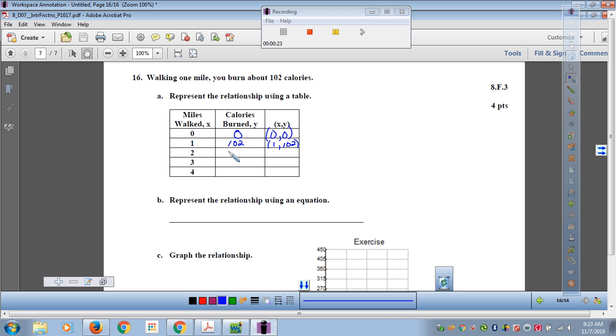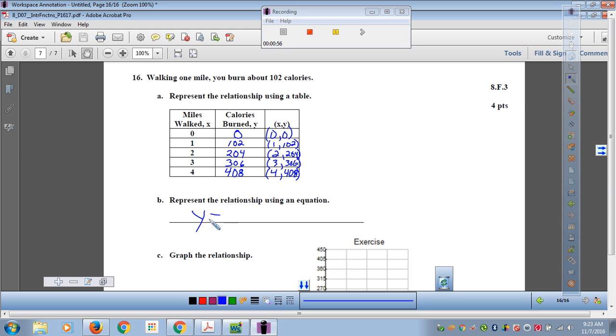2 miles then is going to be about 204. 2, 204. 3 miles, add another 102 and you get 306. 3, 306. And then the last row, 4 miles, add another 102, so you have 408. So 4, 408.